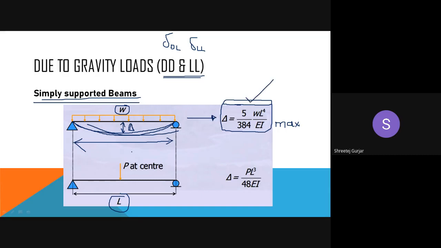So when you have a UDL and a simply supported beam, you can use this formula. Then if you have a point load acting at the center on a simply supported beam, you can use this formula to calculate the maximum deflection. This also occurs at the center. Delta is equal to PL cube by 48 EI. You have to remember this formula. For UDL, it is 5 by 384 WL raised to 4 by EI, and for a point load acting at the center, it is PL cube by 48 EI. Make a chart later on and note down these values, as we will need these formulas for your calculation of delta.